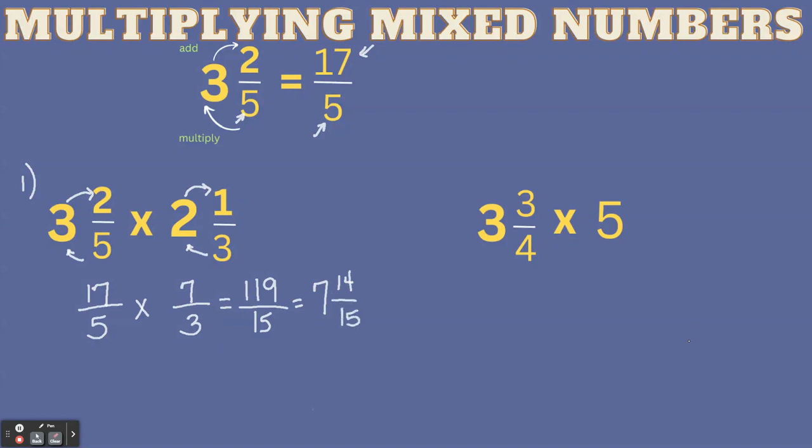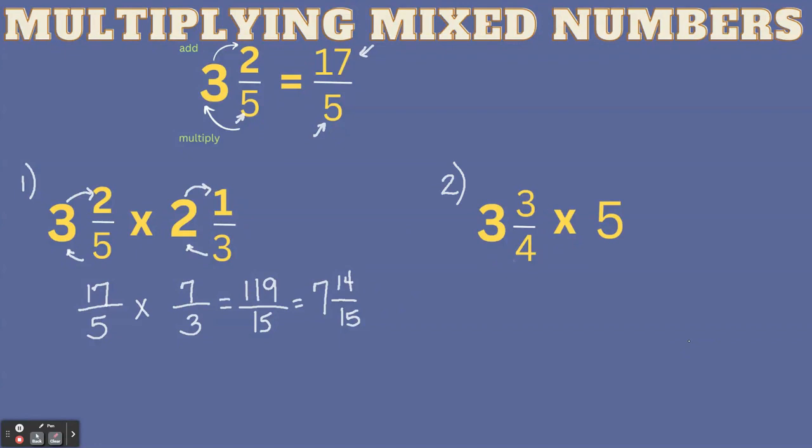And we leave the denominator. So again, I ask myself, 15 goes into 119 7 times with 14 left over. 7 becomes the whole number. 14 becomes the numerator.